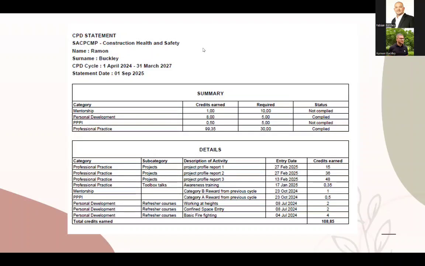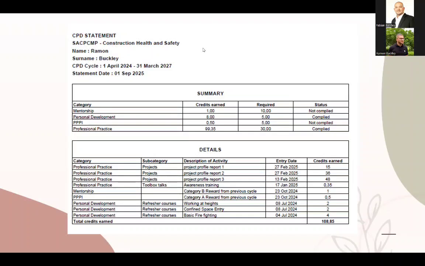And then on personal development, you can see here, you've got refresher courses, which they've put as the subcategory. Working at heights, 2 credits. The next one is confined space entry, 2 credits. The next one is basic firefighting, 4 credits. So just on those 3 courses, working at heights, confined space, and basic firefighting, I accumulated 8 points out of the 5 that are required. So this is just a breakdown and an indication of how the CPD categories, subcategories, the description of the activities, and then obviously the credits that they allocate you for each evidence that you upload.